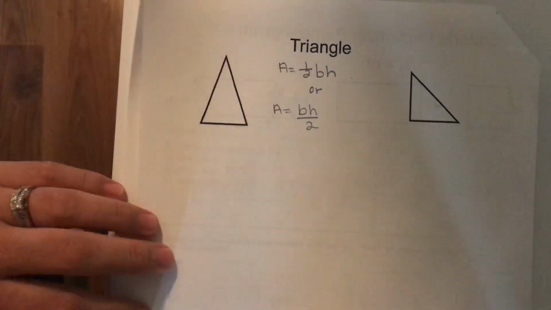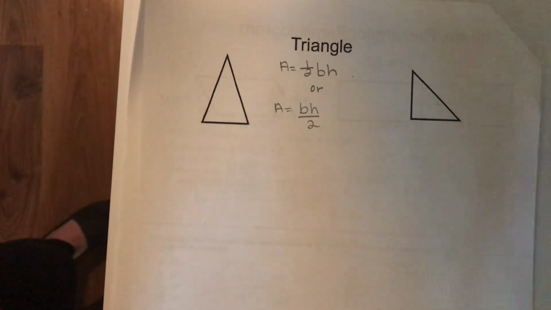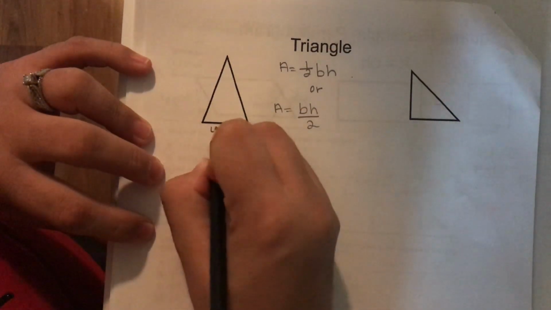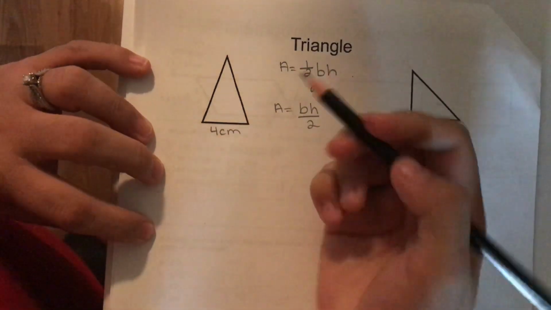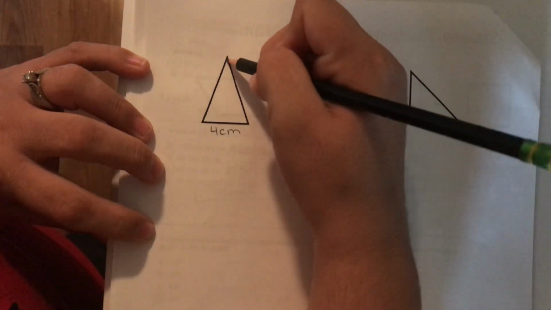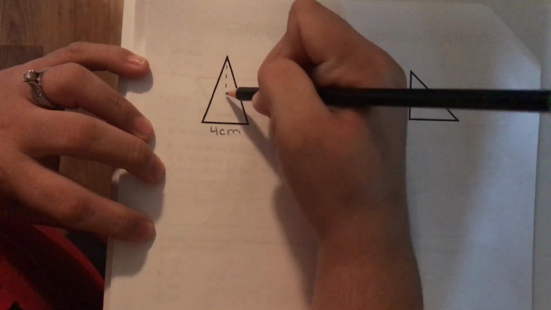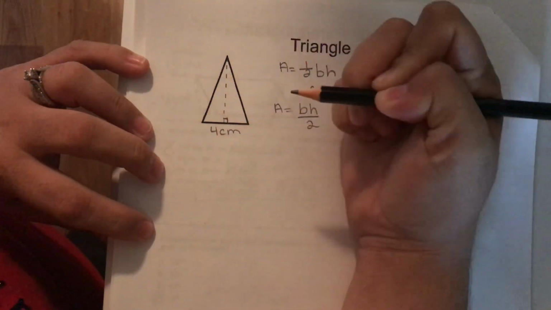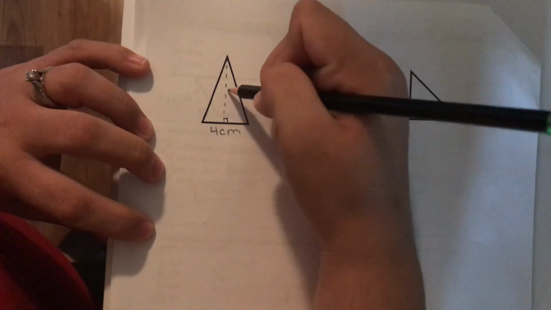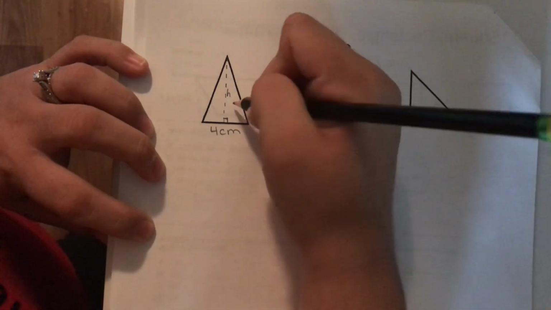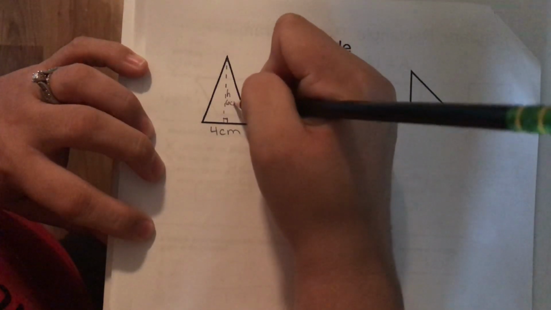So let's pretend that the base of this triangle was 4 centimeters. And the height, again, this is not the height because it's slanted. The height is found from the highest point straight down. It'll give you like a little dotted line and it makes a right angle. This is the height. I'm going to put H for height. And let's pretend that this is 6 centimeters.